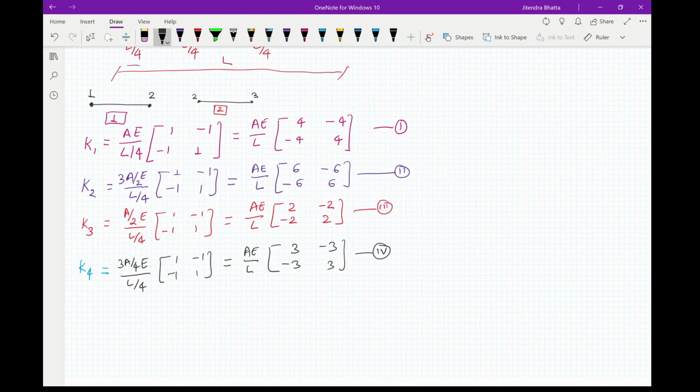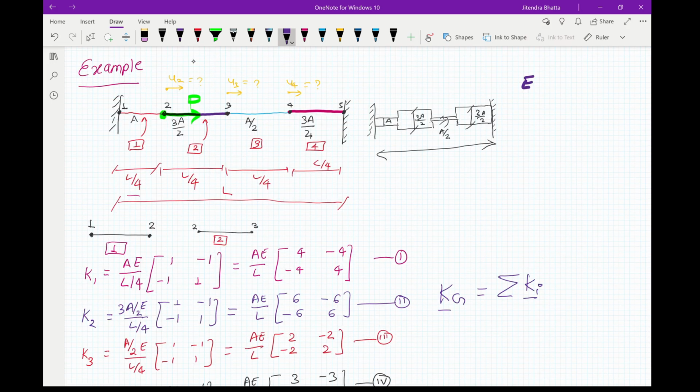Now we have the stiffness matrix of each bar element. Then what you have to do is assemble these to find the global stiffness matrix, which will be a summation of these individual matrices. To find this, we have to take care of the degrees of freedom. Here, this is our degree of freedom U1, this is U5, 2, 3, 4, 5, right?